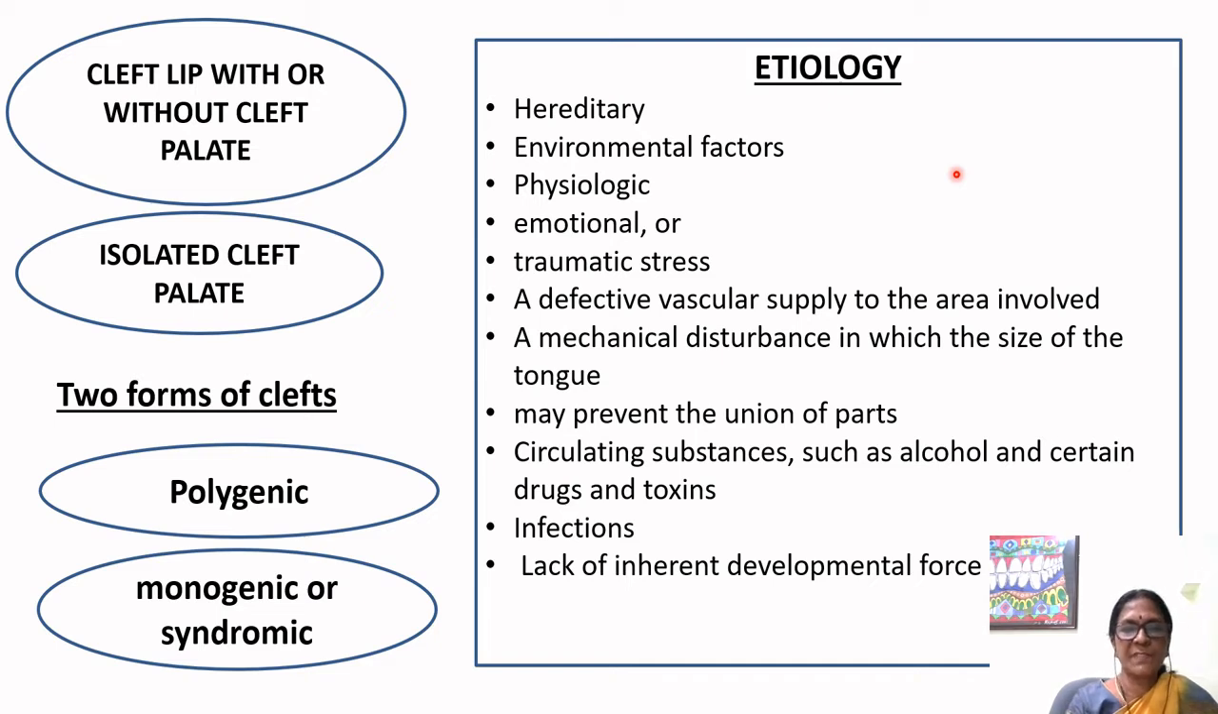Two forms of clefts as inheritance may be polygenic or they may be monogenic or syndromic. Various etiology has been described as hereditary and environmental factors. It may be also related to emotional or traumatic stress, or probably a mechanical disturbance because of the size of the tongue, or sometimes there may be circulating substances such as alcohol and certain drugs and toxins in maternal blood, or maternal infections, and also sometimes lack of inherent developmental force.